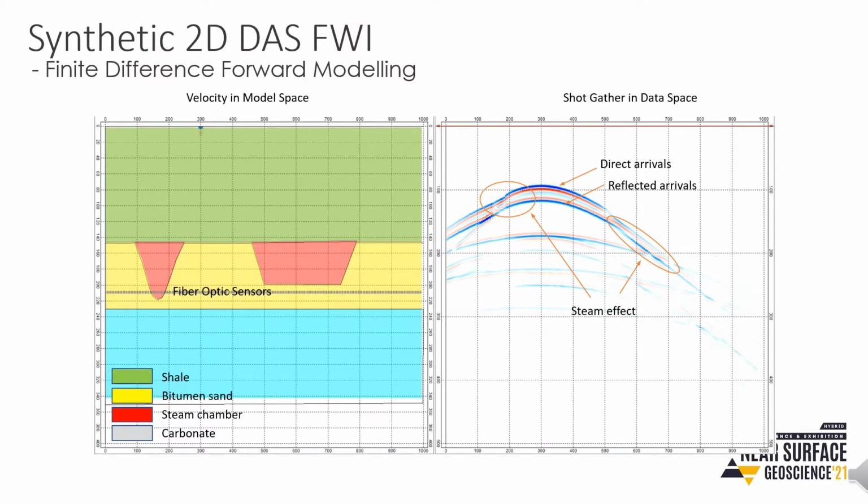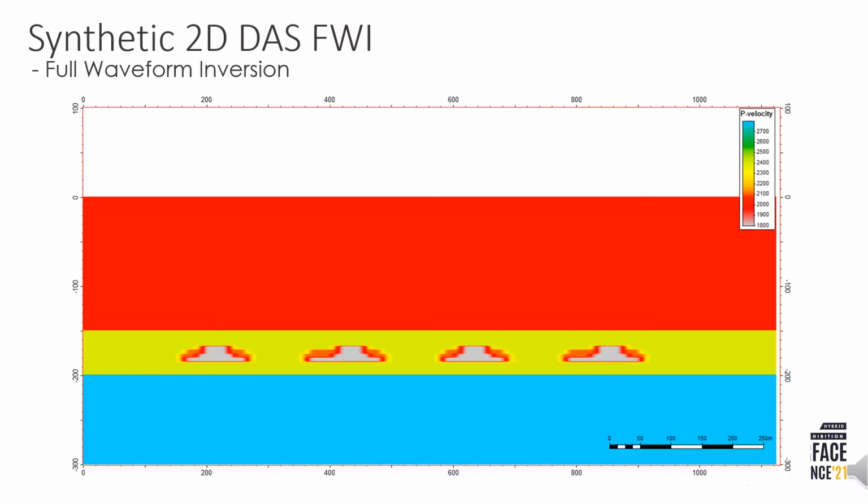Husky first tested the Geothermal FWI process with a 2D synthetic model that has background rock and steam chamber velocities. Fiber optic sensors were placed below the steam chamber anomalies. Finite difference forward modeling was performed to generate the synthetic wavefield. Without giving the knowledge about the true model, 2D FWI tests successfully recovered the steam chamber anomalies. Here you see the true model versus the FWI result.